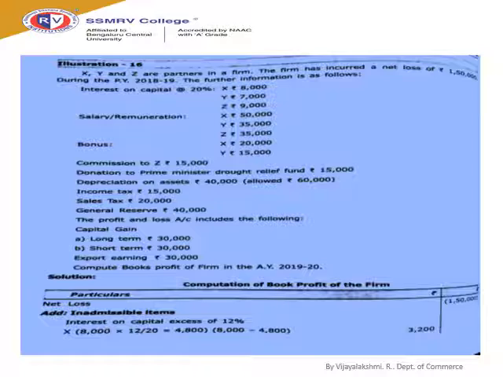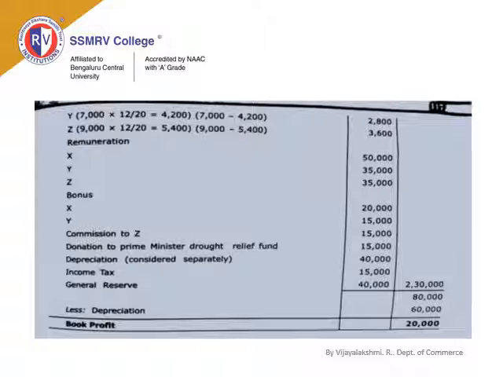Solution is given here. We need to record the net loss of 1,50,000. Please do remember it is in a minus figure which needs to be deducted. Next we are seeing here inadmissible items. In that, interest on capital in excess of 12% is taken. 8,000 into 12 by 20, which comes to 4,800. 8,000 minus 4,800 is 3,200.